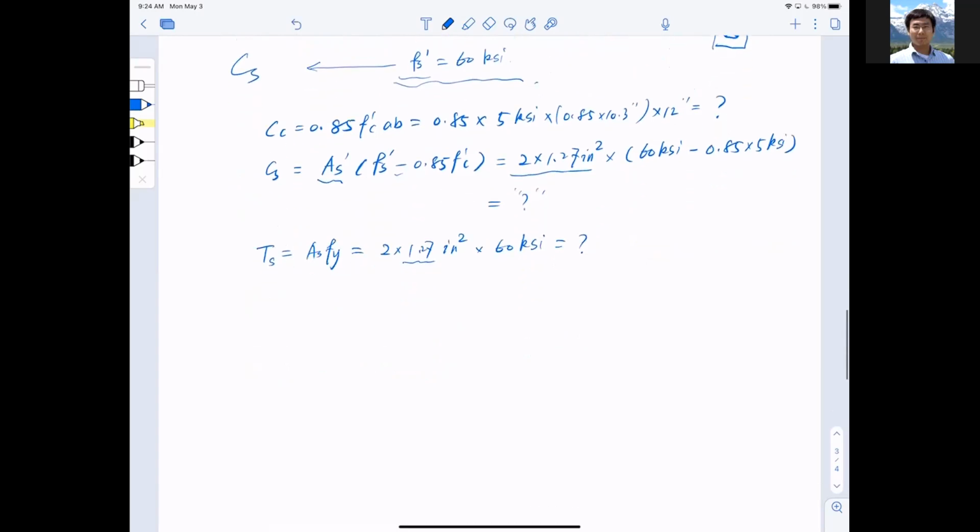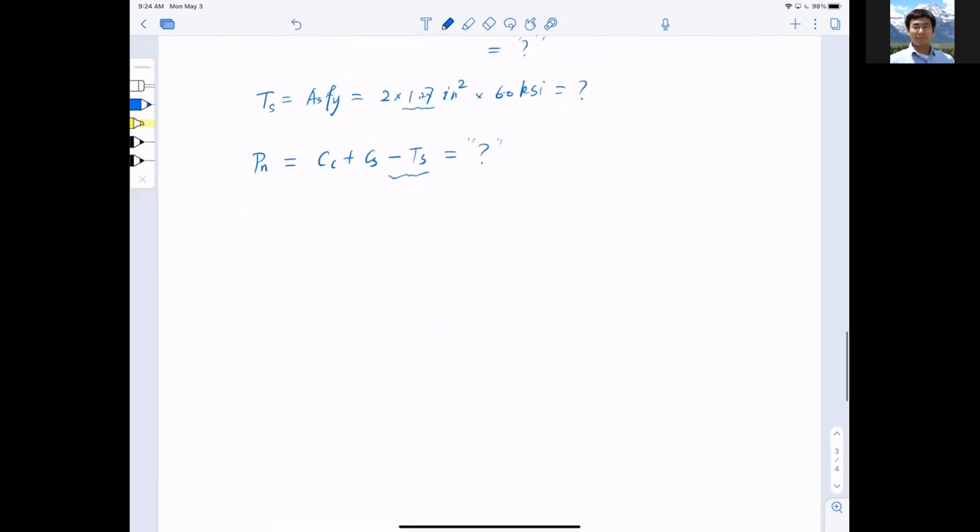Okay, all right. So now that is the internal forces. But we're not done yet, right? How about the design resistance? We're talking about Pn, which is the total axial force. That should equal Cc plus Cs minus Ts. Now, why do we use minus? Because it is at the balance failure, so tension is still there. So please bring the numbers and plug them in.